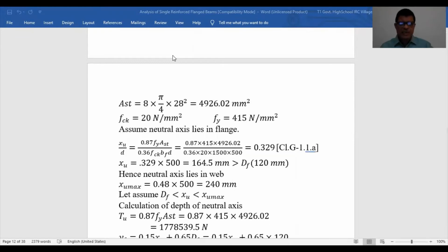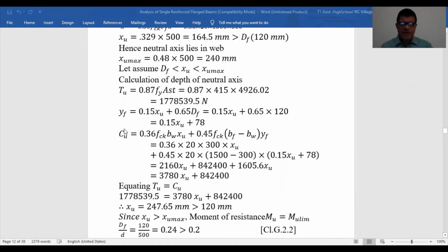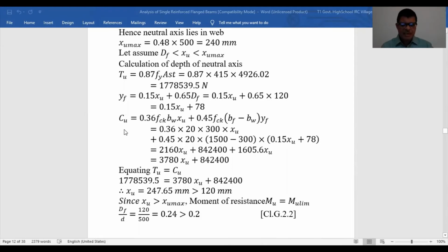Now XU is greater than DF, so it lies in the web, and again XU maximum is 400. Assume DF by XU is less than XU maximum, and calculate the values of compression and tension forces, and equate these values, compression and tension, to find the neutral axis. Now we have to find TU. Again TU is equal to 0.87 Fy Ast, and YF you calculate.